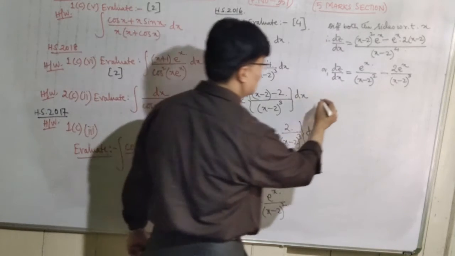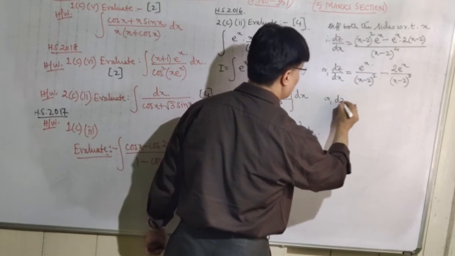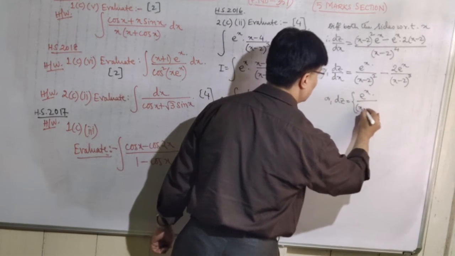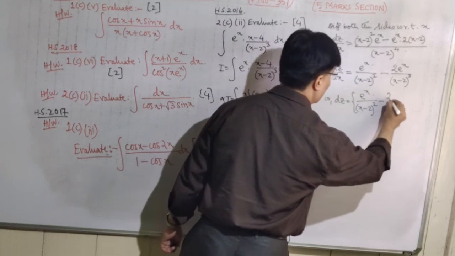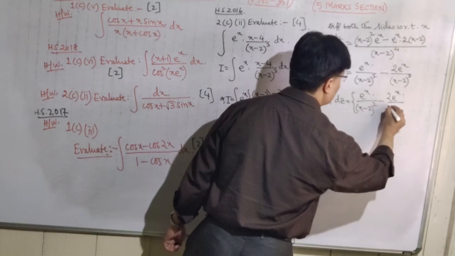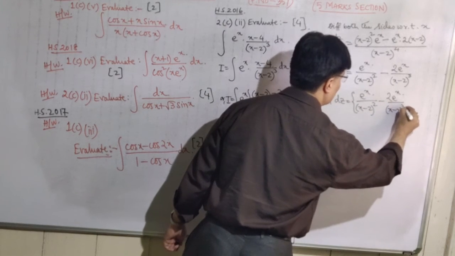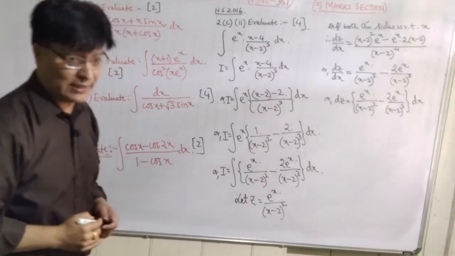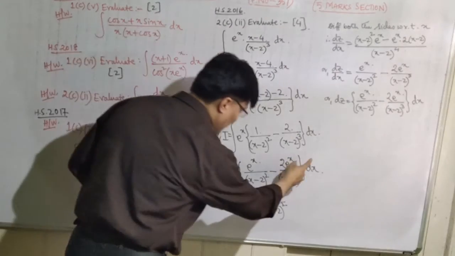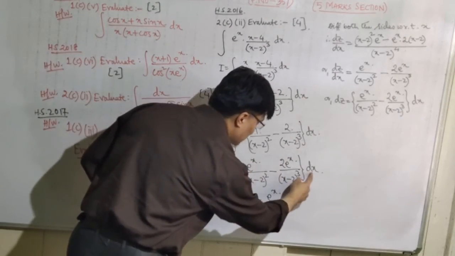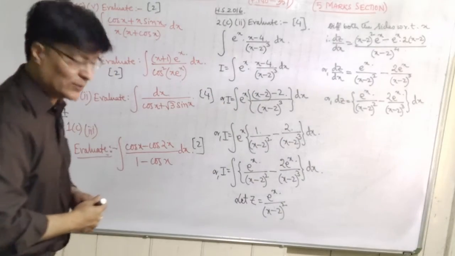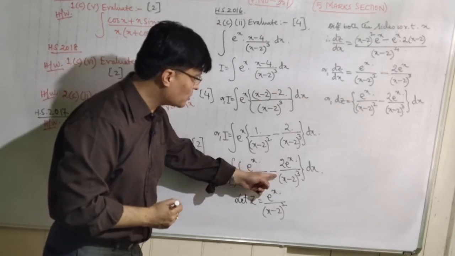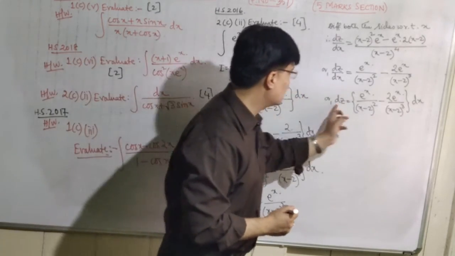So now cross multiply by dx here, or dz is equal to, within second bracket, e to the power x upon x minus 2 whole square minus 2 e to the power x upon x minus 2 whole cube, second bracket closed. Then you can write dx. So what is the value of this whole expression including dx? That is your dz. Okay? That is e to the power x upon x minus 2 whole square minus 2 e to the power x upon x minus 2 whole cube, dx is equal to dz.